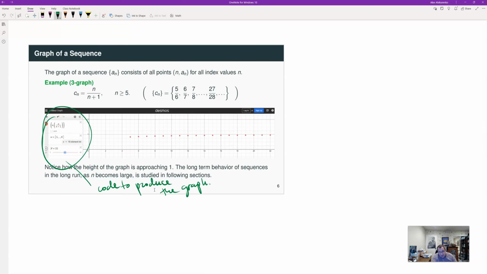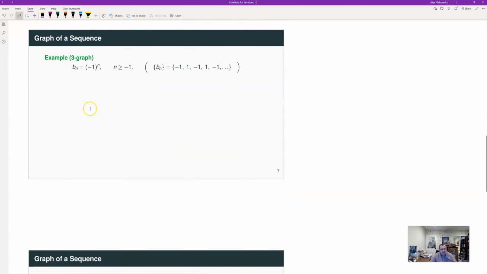So very interesting behavior of the sequence. And in the next topics, we will talk about how we quantify that behavior. Let's do one more example. In this sequence, we have negative 1 raised to power n. So we know what the outcome will be. We'll get an alternation of numbers. The first element of the sequence, negative 1, then positive 1, then negative 1, then positive 1, then negative 1, then positive 1, and so on.